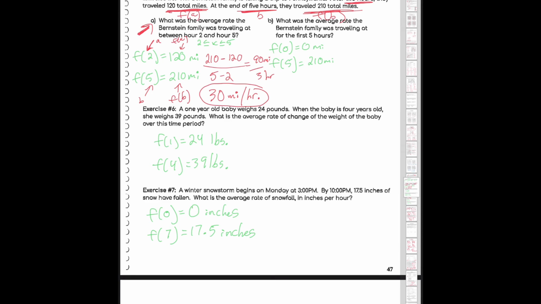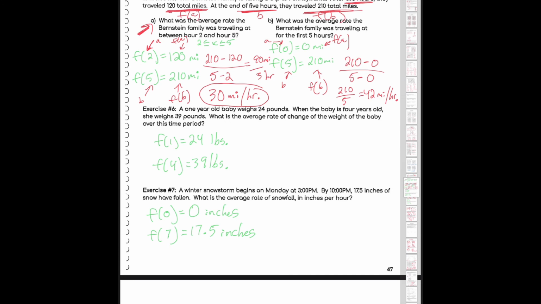Let's go ahead and look at part B. It says, what was the average rate of change the Bernstein family was traveling for the first 5 hours? So we have to account for when they first started. So after 0 hours, they've driven 0 miles. That's their starting point. So that would be our A and our f of A. Then we have our B value at 5 hours and f of B being 210. So we then have 210, f of B minus f of A, which is 0, over 5 minus 0, which gives us 210 over 5. So that means over their whole trip, they were traveling 42 miles per hour on average.